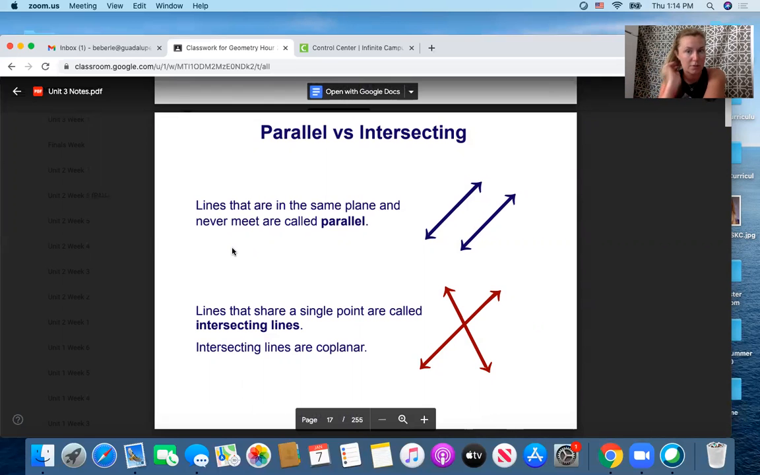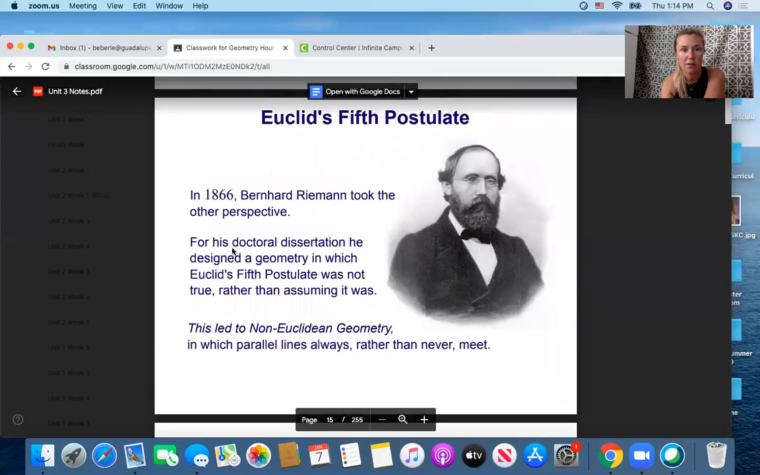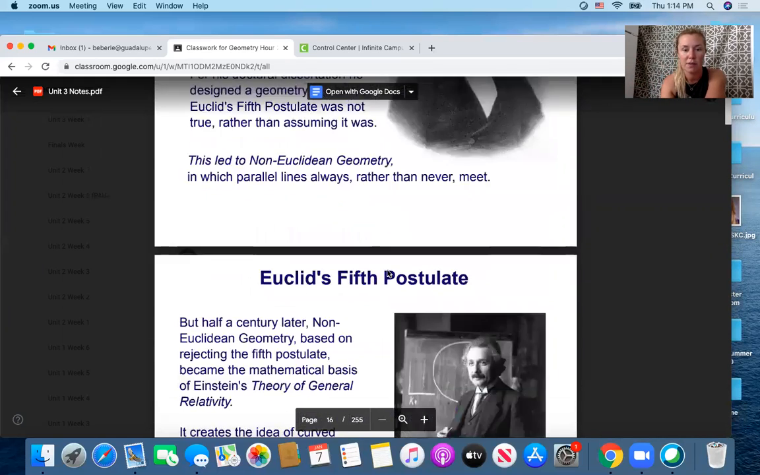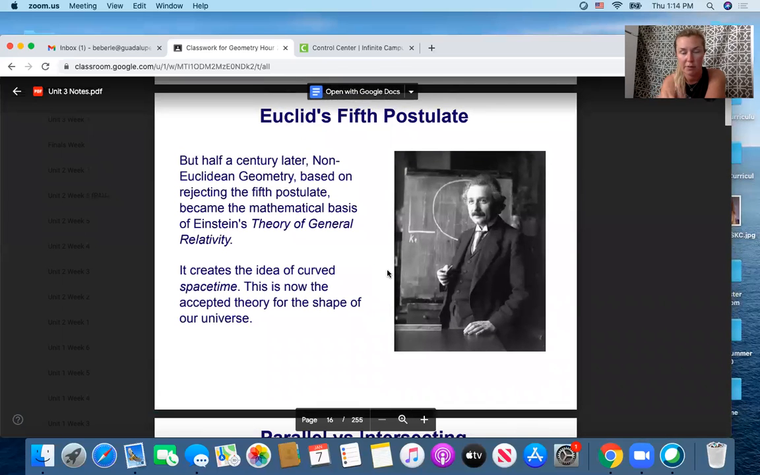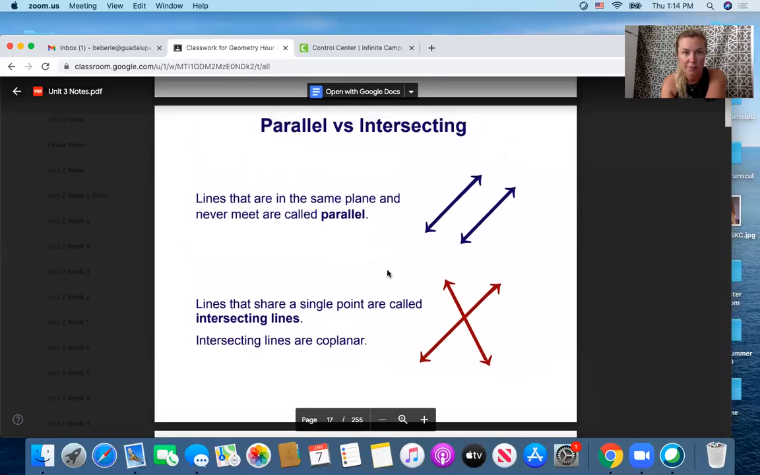non-Euclidean geometry, prior to this man, Riemann. Okay, so he's out. His ideas got thrown out by Einstein. So now we're back onto this parallel lines never meet, because they don't ever meet. So talking about parallel versus perpendicular versus intersecting and all of those.